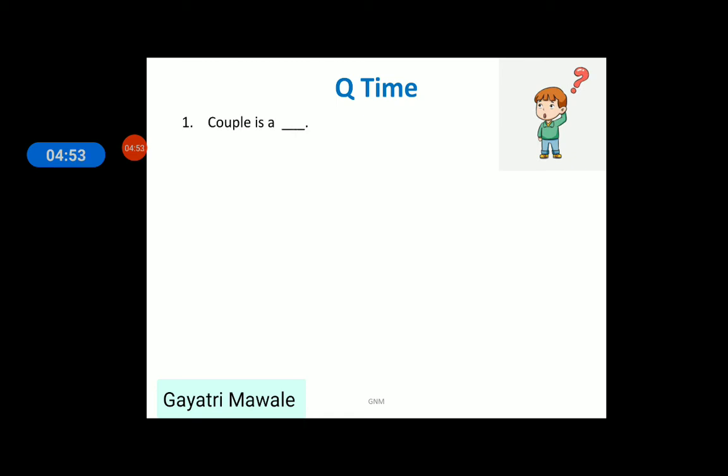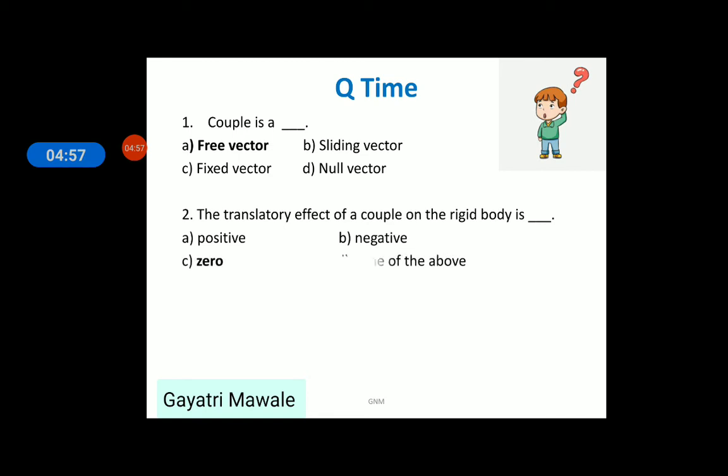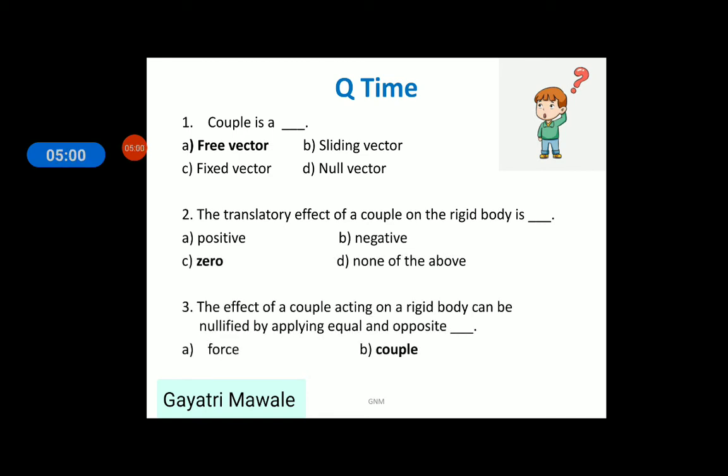Let us try to solve few examples on couple. First question is, couple is a dash: free vector, sliding vector, fixed vector or null vector. Now couple is a free vector. We can show couple acting at any point in a plane. So it is a free vector.